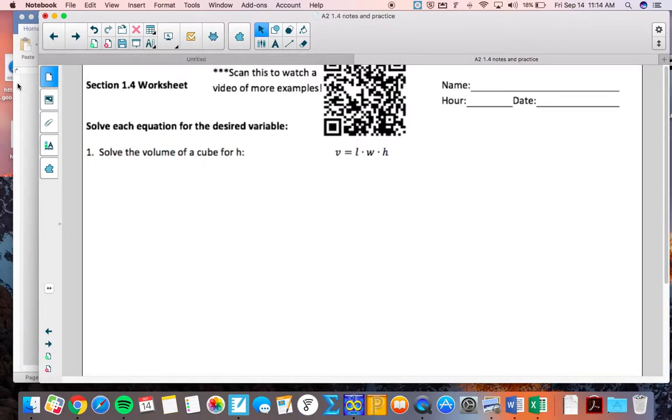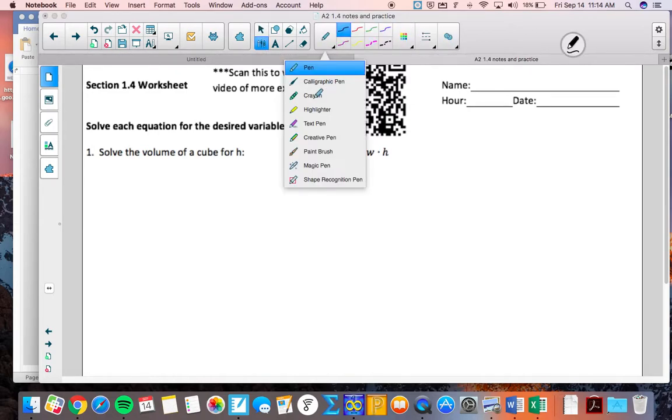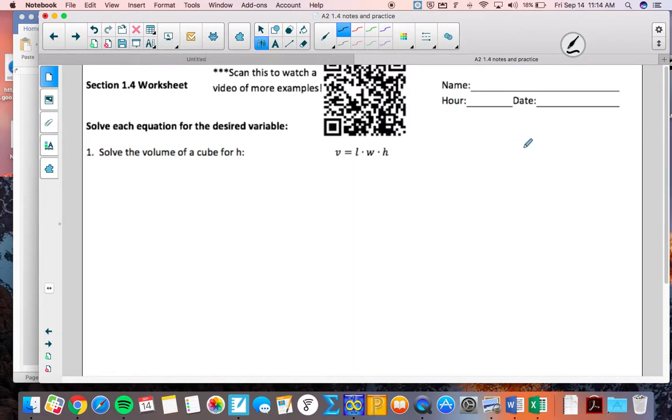Hey folks, welcome. Here we are working on worksheet 1.4. We're solving equations with multiple variables for just one of the variables, trying to isolate a specified letter. Just to keep in mind, something that I'll ask you and myself is what is being done to the variable? What's being done to it? And when I say it, I mean the variable that they want us to isolate.